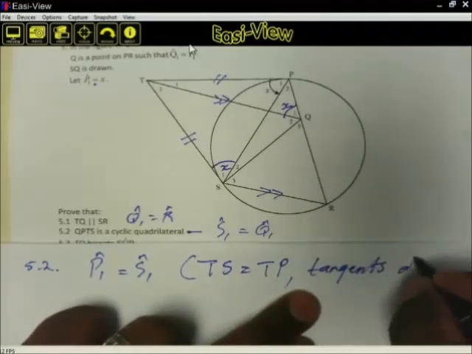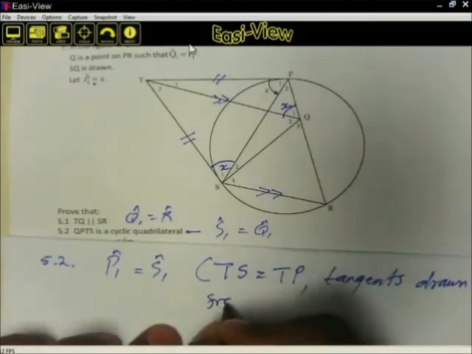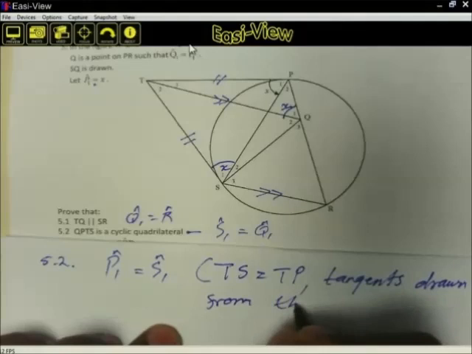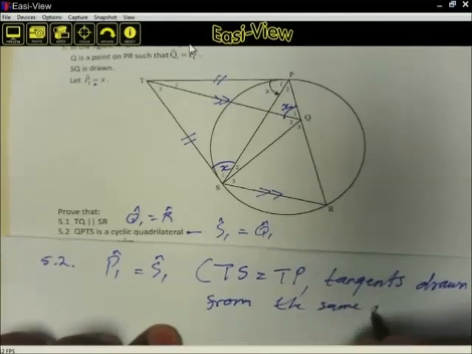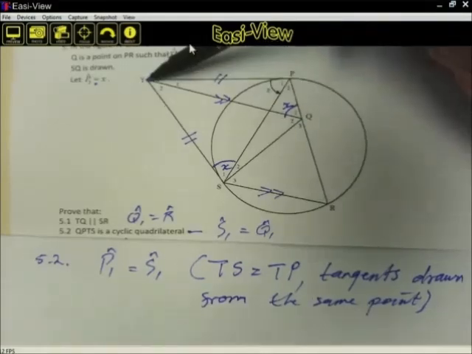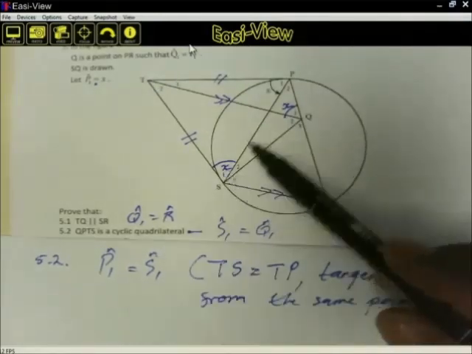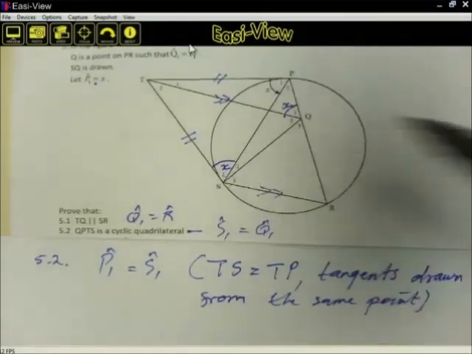Tangents drawn from the same point. In full, the theorem states tangents drawn from the same point outside the circle are equal in length. That's why we say T is the common point. That's why we say TP is equal to TS. So we've got P1 is equal to S1.